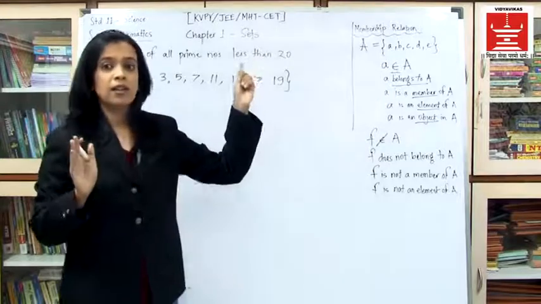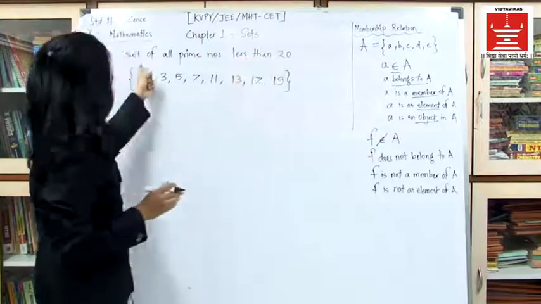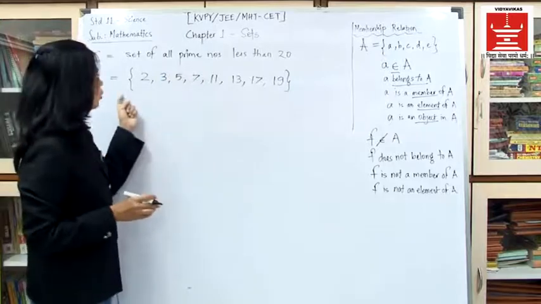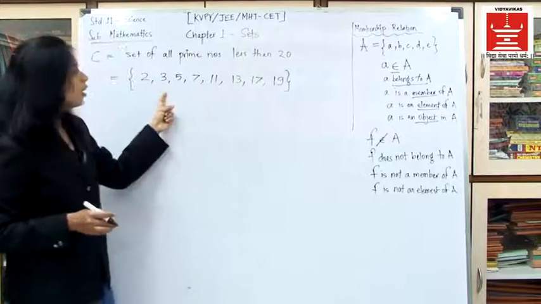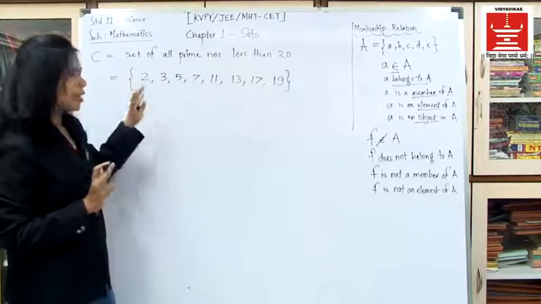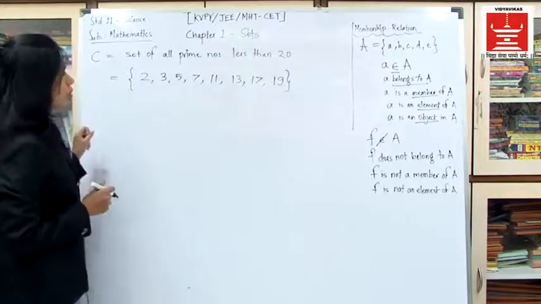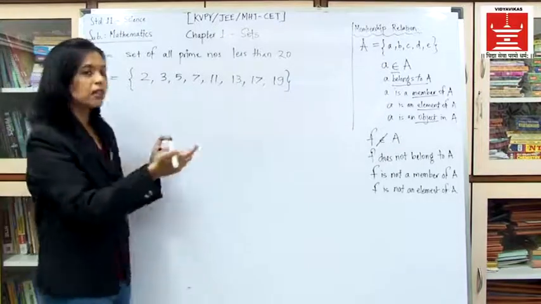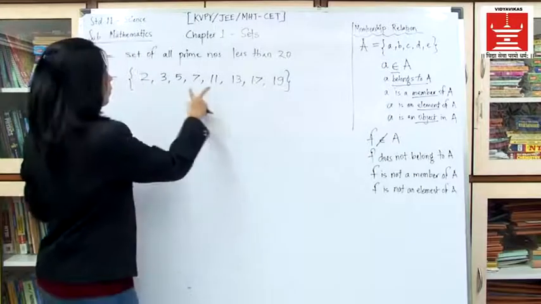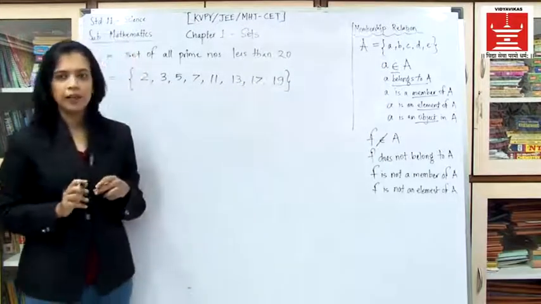So this is indeed a well-defined collection because no other number can go inside this collection and vice versa. Okay, so this is our set. How many elements are there? How many prime numbers are there in fact less than 20? 3 plus 3, 6 and 2, 8.